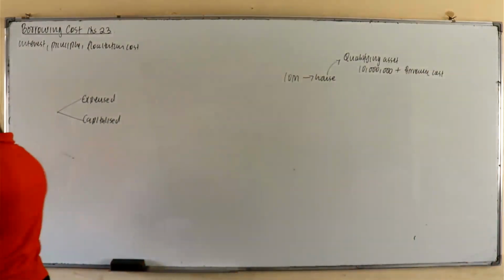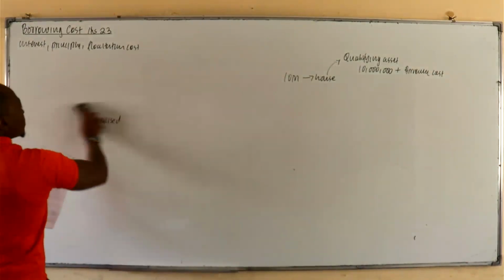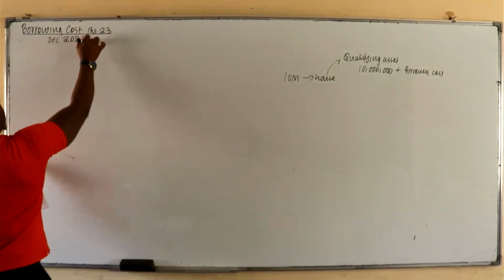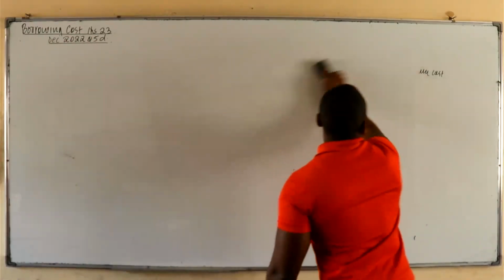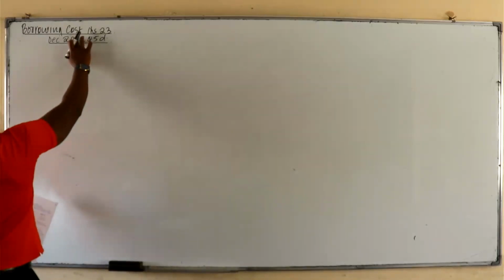Therefore, how do we account for it? So I want us to do an illustration. Illustration on December 2012, question 5D. Hoping you're there, December 2012, question 5D.